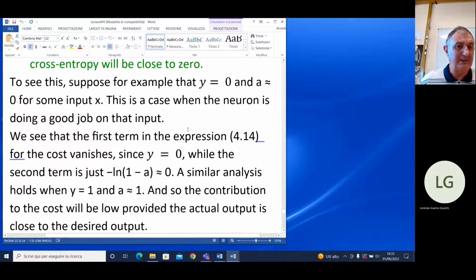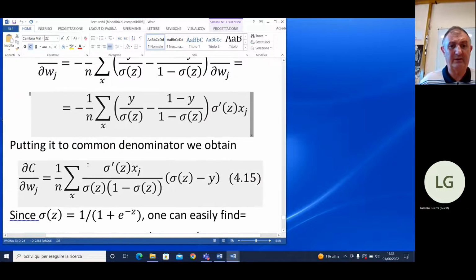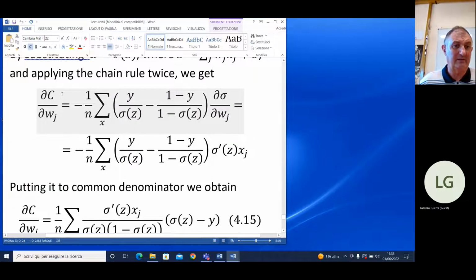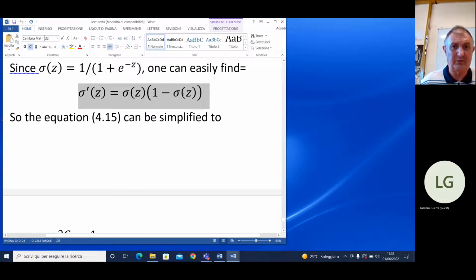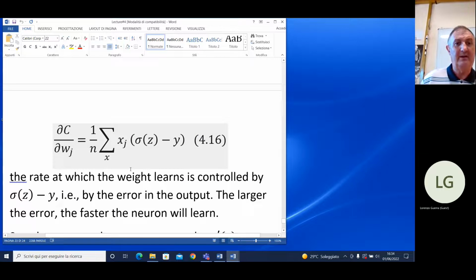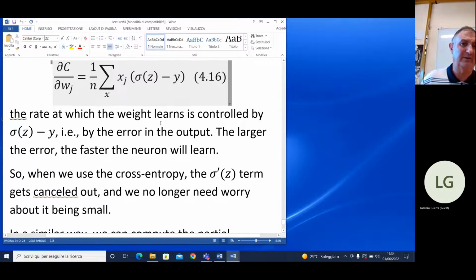But the very pleasant property is that if we calculate the gradient of the new cost function, our cross entropy cost function, we can obtain that by the properties of the logistic activation function, this gradient doesn't depend on the derivative of sigma and depends only on the difference of the response of the network minus the desired result. It's very good.